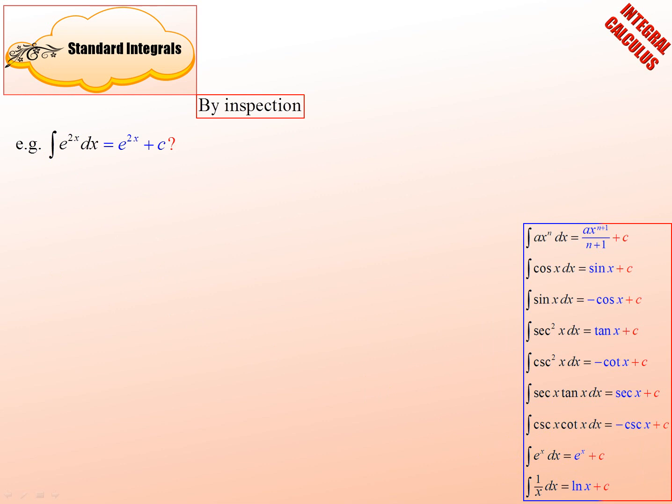Question mark, let's test it. How do we test an integral to see if it's correct? By differentiating it. So let's differentiate this, and we end up with that, because e to the 2x is e to the 2x times derivative of the inside, which is 2. Now if we compare, that and that should be exactly the same, and they are not.